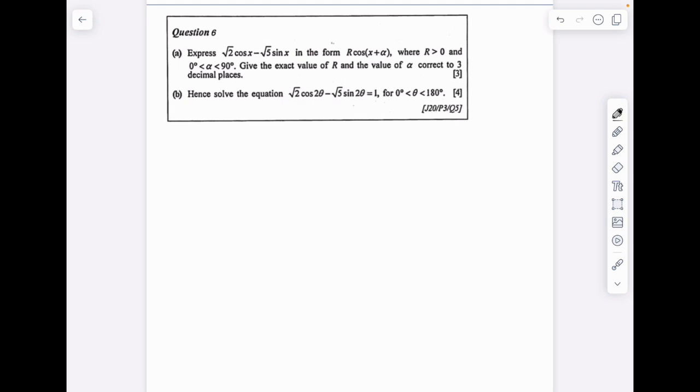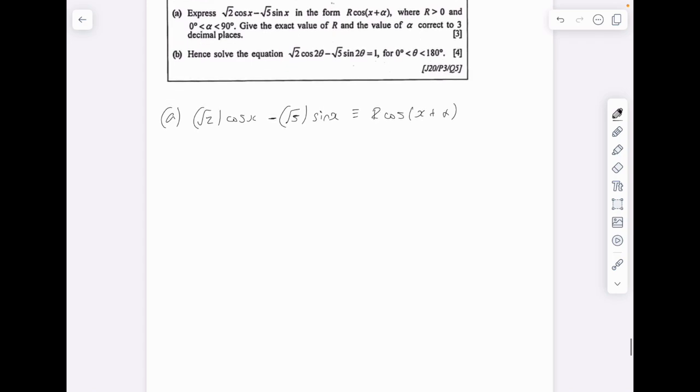Well, a good way to go about doing this, first off, is to say the following. For part A, firstly, we've got 2 cos x minus root 5 sin x, and we've got that equal to r cos(x plus alpha). Now we know that r is going to equal root of 2 squared plus root 5 squared, which is going to give me a value of root 7.